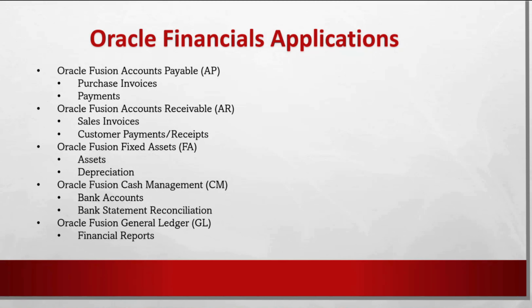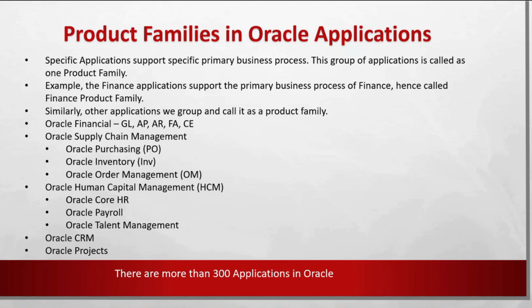So what are the product families in Oracle applications? A group of applications supporting a specific primary business process is known as a product family. For example, the finance applications support the primary business process of finance, hence they are called the finance product family. Similarly, other applications also we group and call a product family.